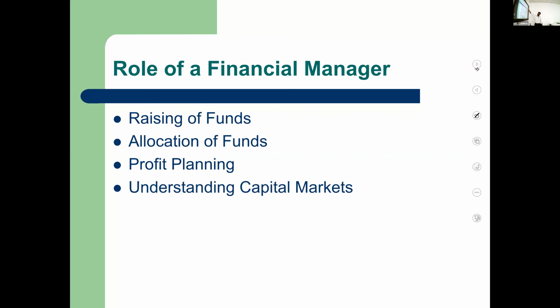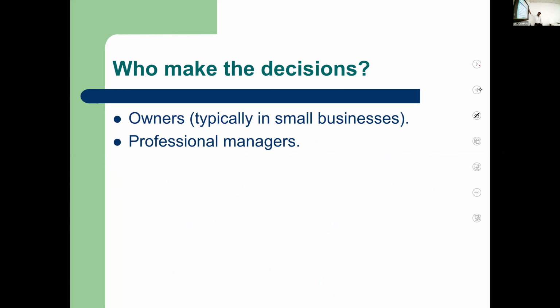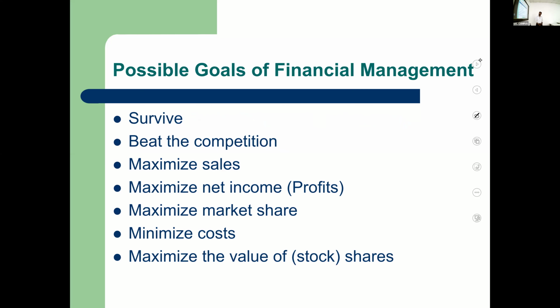Right, we have discussed these things. In which types of business do owners make financial decisions? Sole proprietorship and partnership. In which type of business do professional managers make decisions? Companies, right? Mainly companies. Shareholders are not involved with this decision making. It's the role of the manager, the finance manager.